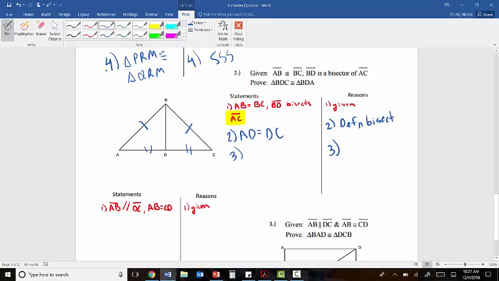And again, I look at my picture and I see S, S. That means you must have the third S and be able to get that on your own. So you need to come up with BD equals itself because of the reflexive property. And now that you have side, side, side, you're ready to prove the triangles congruent. So the triangles are congruent because of S, S, S.